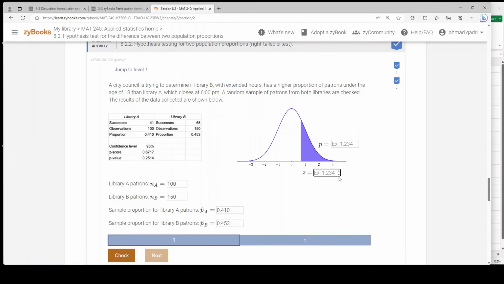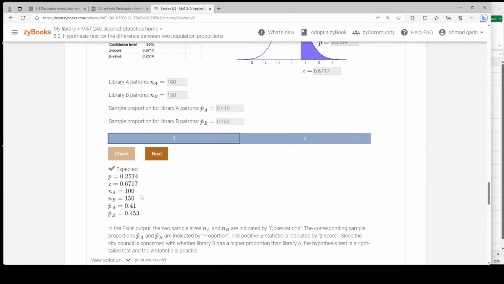Okay. The z-score shown here is 0.6717, and the p-value shown here is 0.2514. So we have answered all the questions, and the answers are correct.